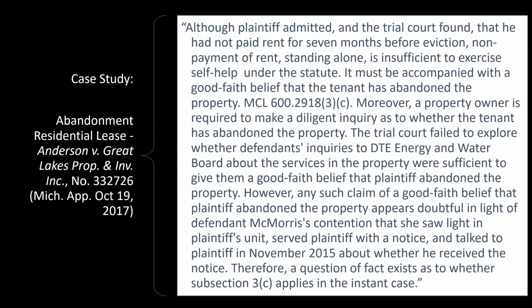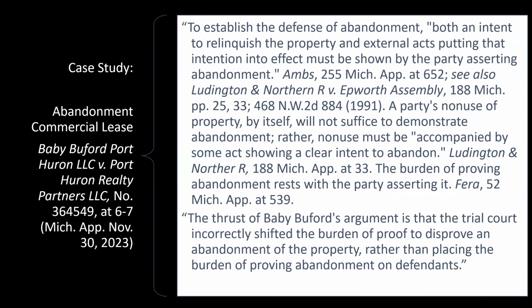So what happened, property owner is required to make a diligent inquiry as to whether the tenant has abandoned the property. In this case, the trial court didn't explore whether the inquiries to DTE and the water board about the services were sufficient to give them a good faith belief, right? As a result, a question of fact remained as to whether the lease had been abandoned. Therefore the Court of Appeals remanded it back to the trial court for further fact finding on these questions.